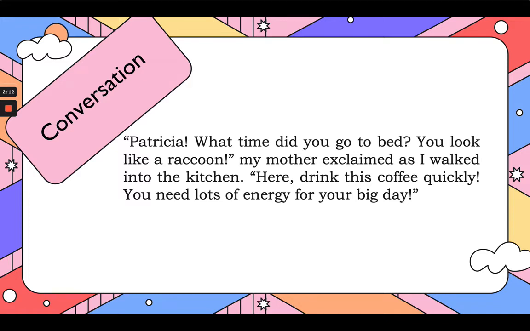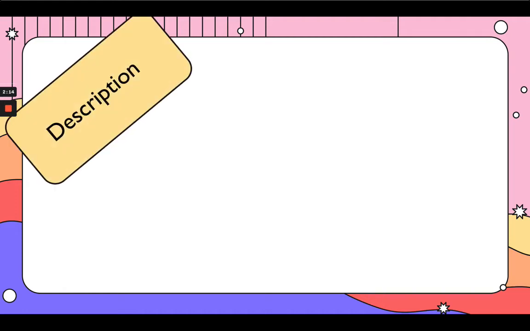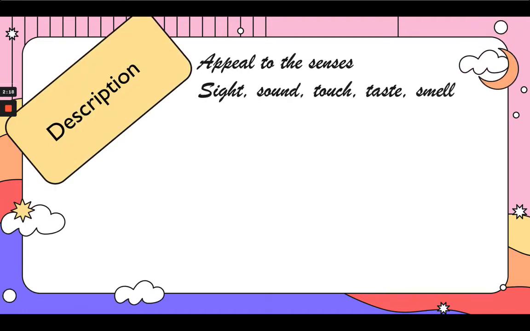Right? So, next up, description. This technique appeals to the senses: sight, sound, touch, taste, and smell. But you do not need to include every single one. You can decide to focus more on sight or taste or smell. It's up to you. You're the writer.